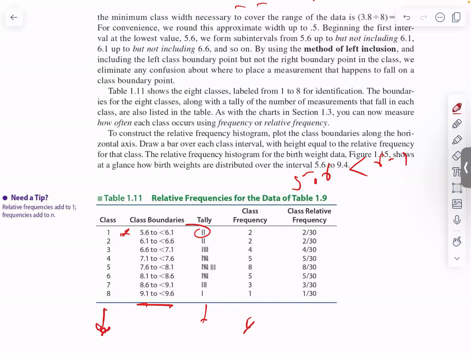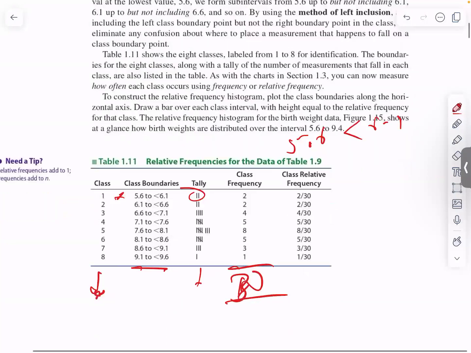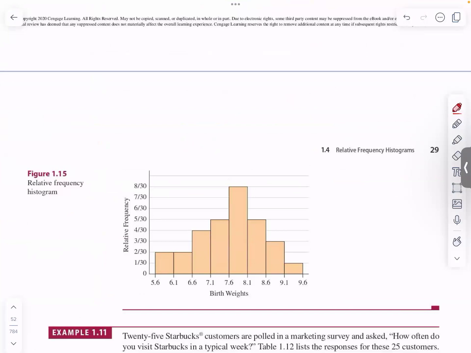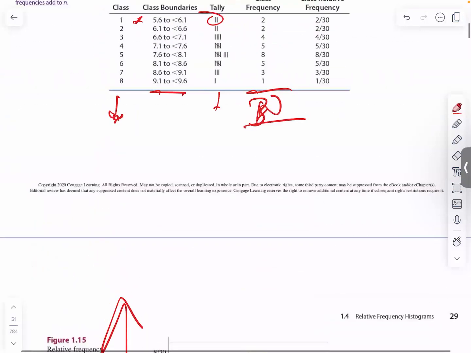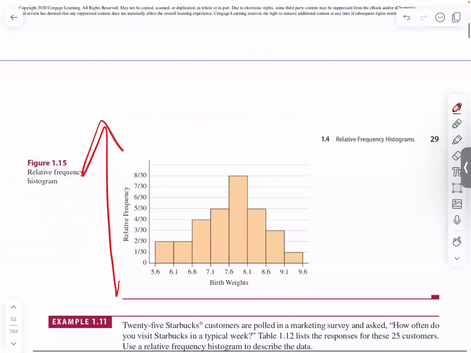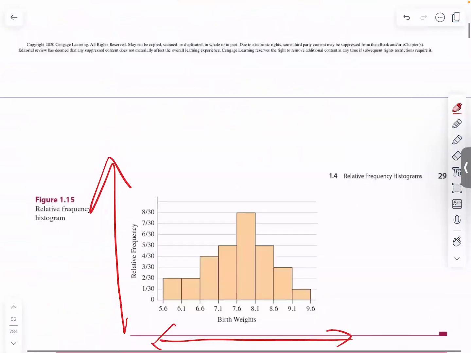Now, you remember relative frequency, you have to add up all these to get 30, and then you do your relative frequency here. And then when you plot it, your relative frequency will be on the vertical axis, and your graphs will be here. See, there is no space here.